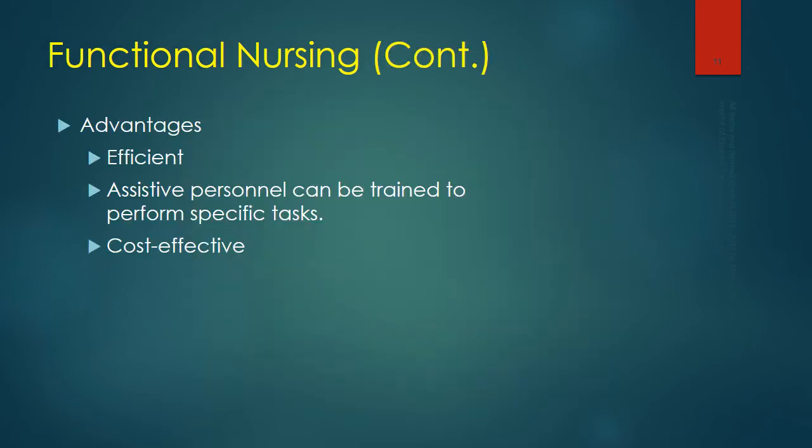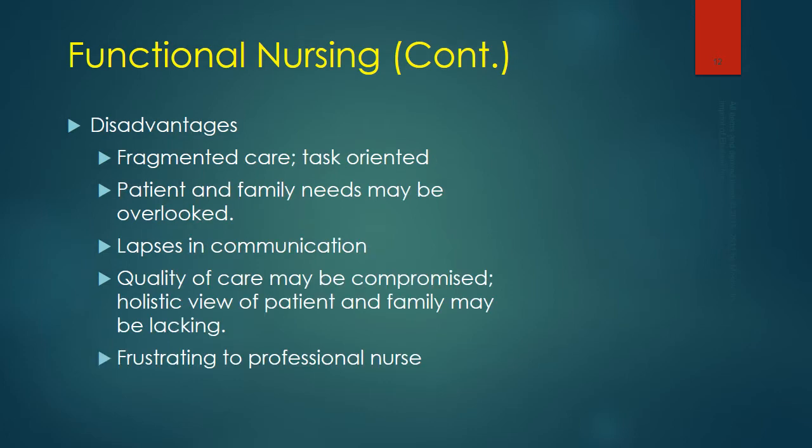Advantages of functional nursing are that it's efficient. Assistive personnel such as nurse aides and UAPs can be trained to perform specific tasks, and it's cost effective. Disadvantages of the functional model of nursing include fragmented care, orientation to a single task, patient and family needs may be overlooked, there could be lapses in communication, quality of care may be compromised, the holistic view of a patient and their family may be lacking, and it may be frustrating to the professional nurse.